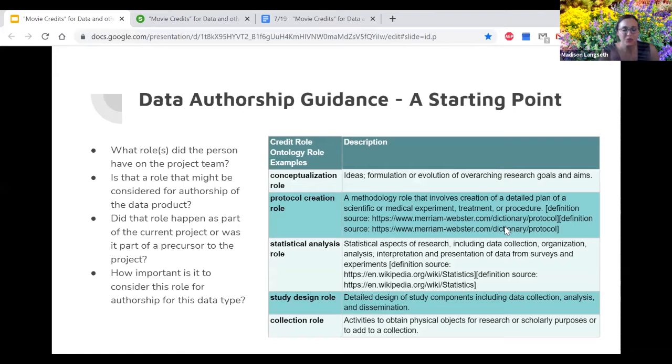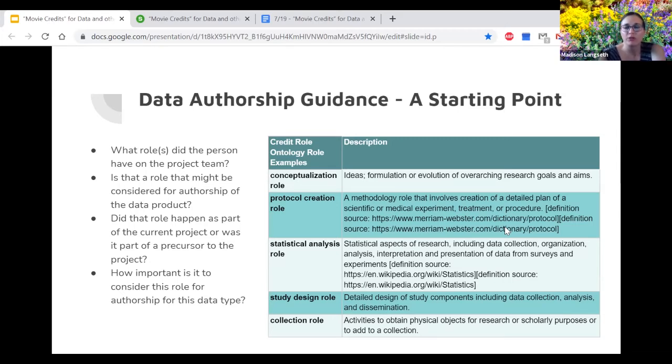So to reach our end goal of providing some guidance for developing a data set author list, we are starting to think of the questions that we could ask people to consider when they're thinking this through. Our first question that our cluster came up with was, what role or roles did that person have that contributed to the development of the data product? We saw that in some of those responses, right? Were they creator or things like that? And is that a role that might be considered for authorship of the data product?